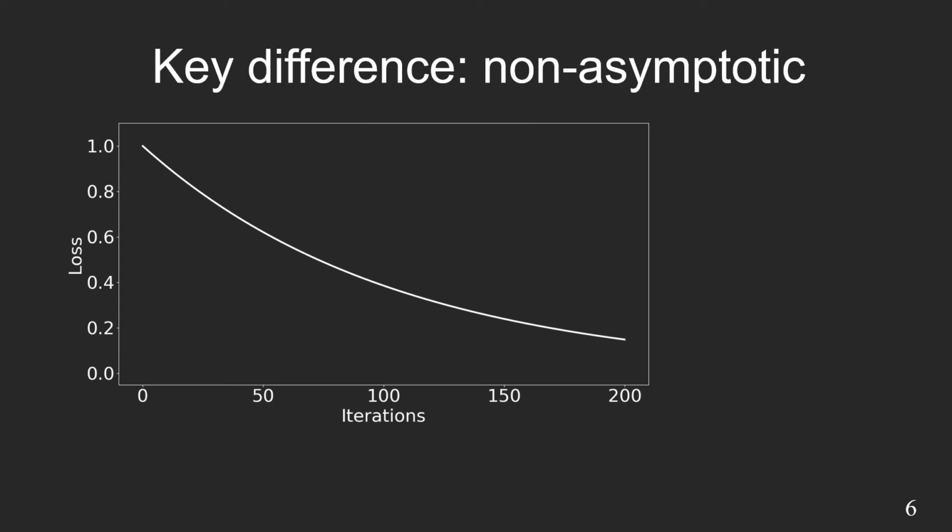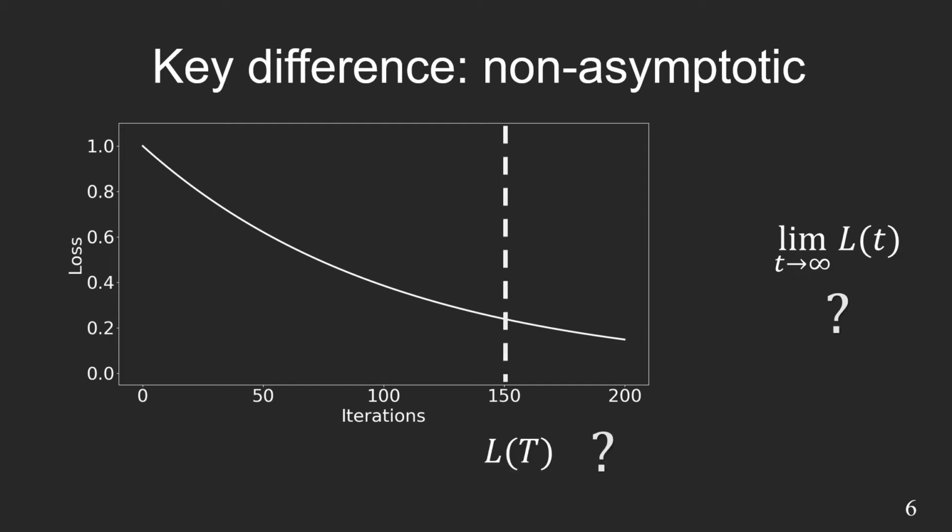The key difference of our setting and the standard setting is that our setting is non-asymptotic. Instead of optimizing over the loss as iterations go to infinity, we optimize for the loss at a specific budget or iterations. Given this new goal, it's clear that we should train the model in a different way, but how?